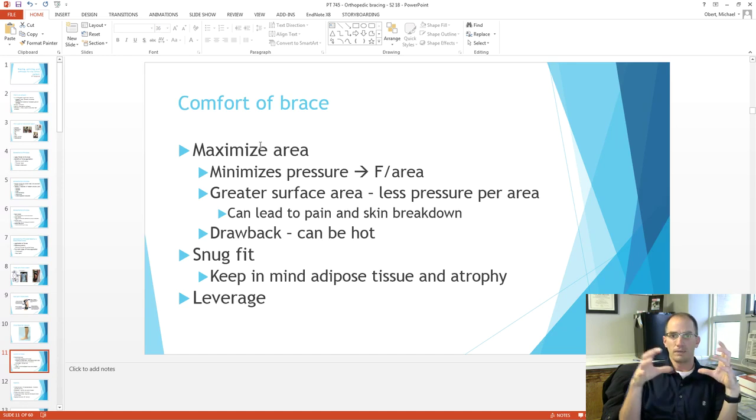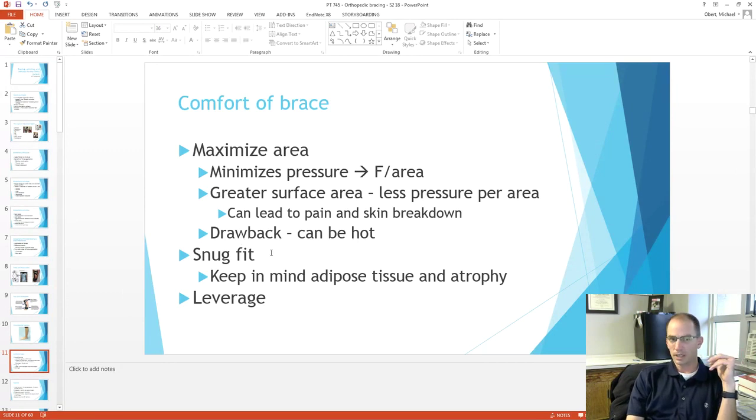And if we have those certain pressure points, with less touching the skin, there's going to be more pressure at those points. And so that's going to lead to skin breakdown. It can lead to pain. It can lead to callus, all this kind of stuff. One of the drawbacks of having more coverage is that it can be hot. We're looking at these things that are using plastic, polyurethane, metal. After a prolonged period of wearing these particular devices, it can be very hot, it can be uncomfortable, they can smell, all that kind of fun.